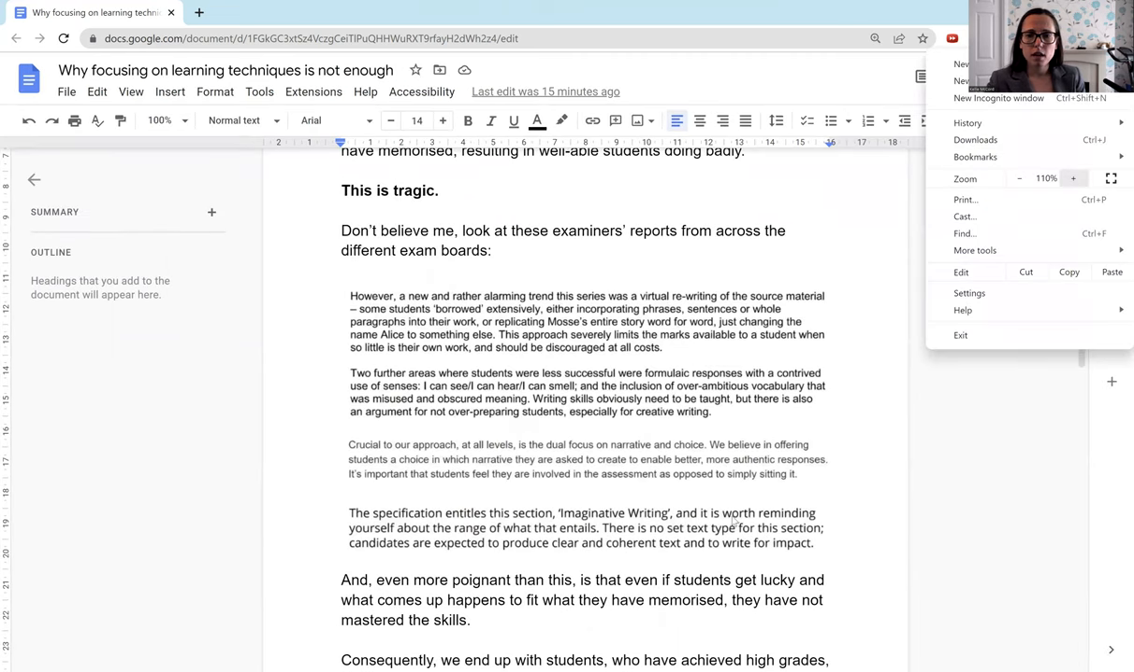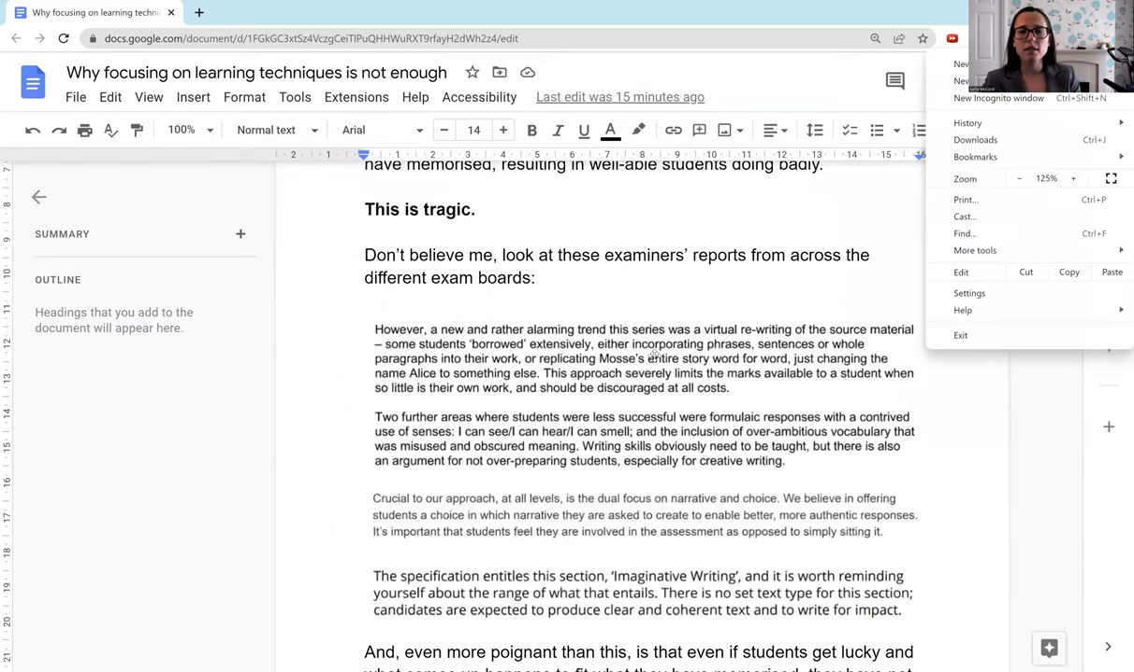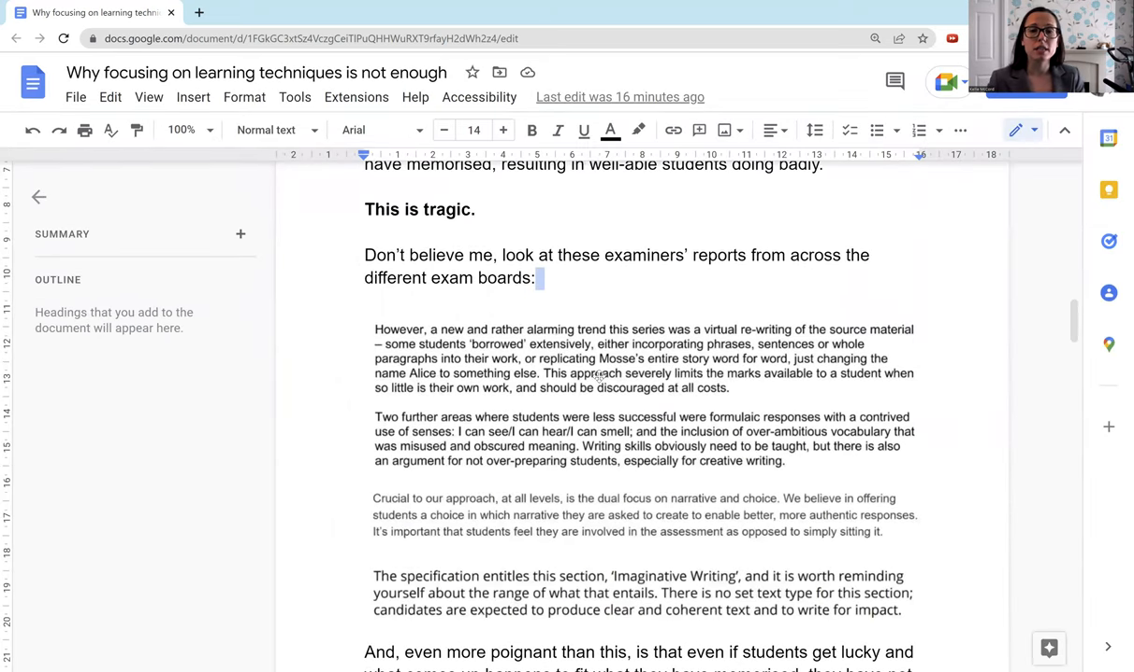So it says, however, a new and rather alarming trend this year is a virtual rewriting of the source material. Some students borrowed extensively, either incorporating phrases, sentences, or whole paragraphs into the work, or replicating Moss's entire story word for word, just changing the name Alice to something else. So what that means is where students have been told that they can magpie ideas from the reading section, but rather than being taught how to do it and why to do it, they've been told what to do. And so what's happened is the students have basically copied it and you can't score high marks for that. So they've ended up with a very low grade.